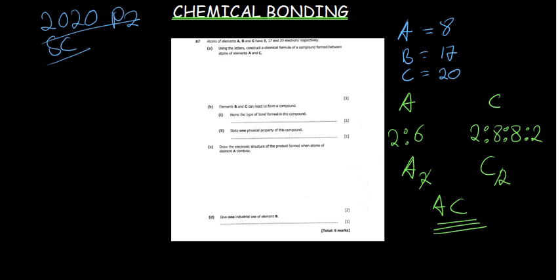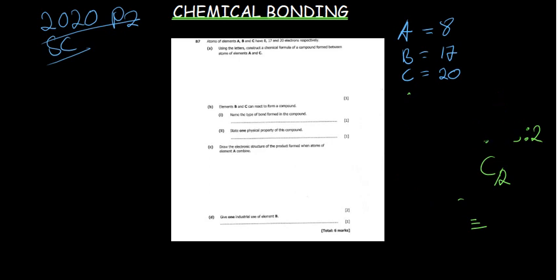Right, so when you go to question B, it says elements B and C can react to form a compound. So now we are picking B and C, these two. They can react to form a compound. The first question says, name the type of bond that is formed. So very, very important once again.